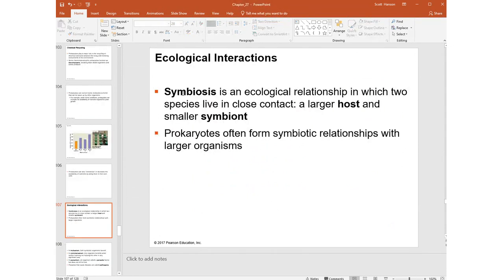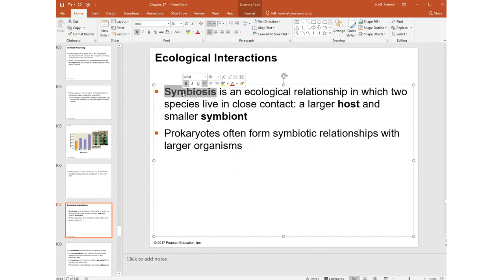Now let's talk about symbiosis, and we mentioned this a few times, and you probably remember this from high school biology. Symbiosis, then, is a relationship between two different species. They live in close contact, and if one is a lot larger than the other, then the larger one is called a host, and we mentioned that term before in this chapter. The larger one is called a host, and the smaller one is called a symbiont. And if the symbiont lives inside the host, you call it an endosymbiont, but we'll see that in just the next slide.